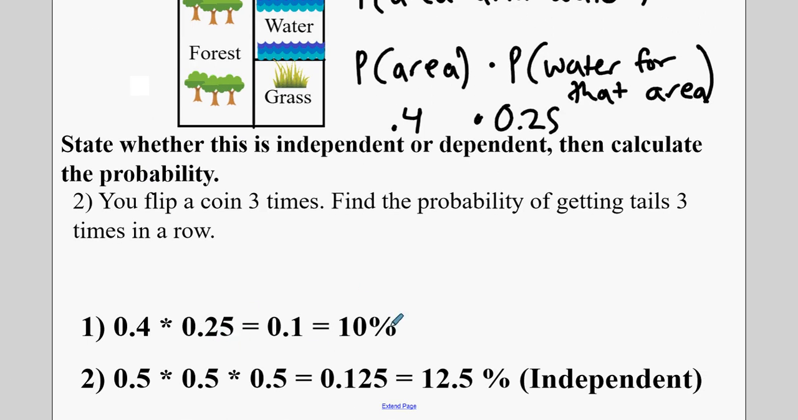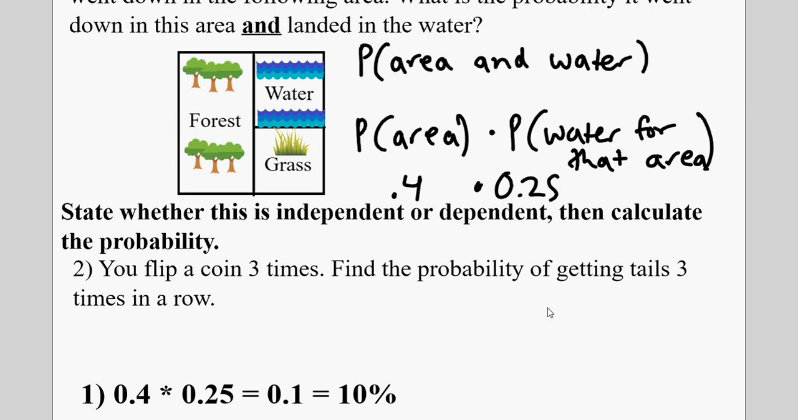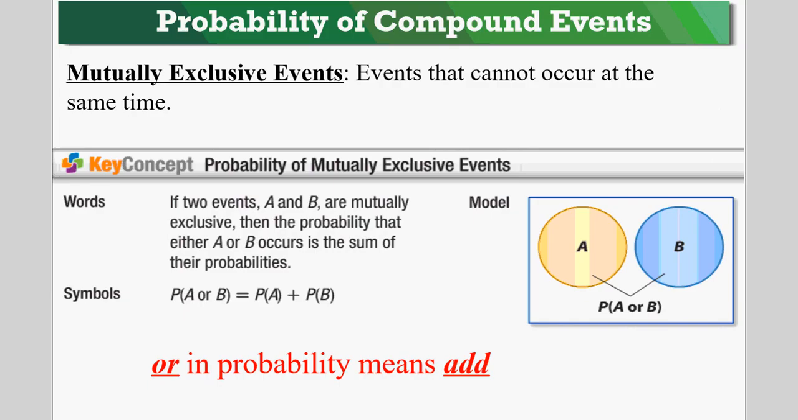The last one is independent. What happens with one coin flip is not going to affect another coin flip, and there's a 50% chance for tails on each one, so 0.5 times 0.5 times 0.5 turns out to be about a 12.5% chance that you're going to get tails 3 times in a row. So there you go, there's the first section.